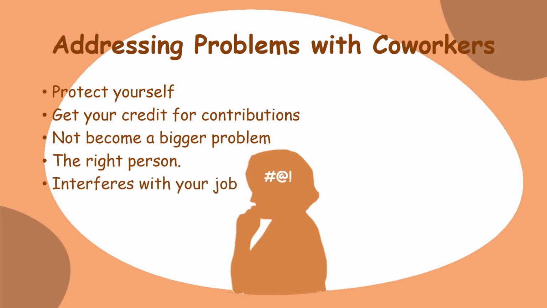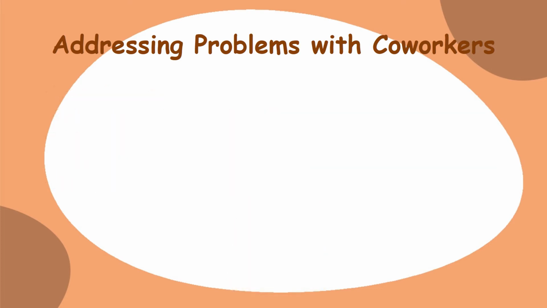If there is a problem that interferes with your ability to do your job, you will also want to be sure that your employer is informed. As a general rule of thumb, it is much better to address a problem directly. Addressing problems with your coworker.